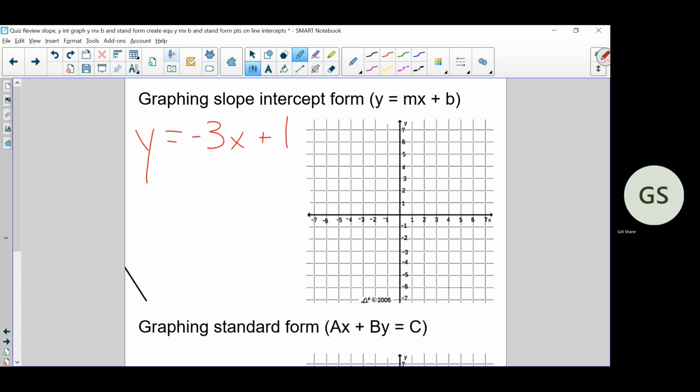All right. What's the first question we said you have to ask yourself? Is the y by itself? Yeah. Then we need to do y equals mx plus b, slope intercept form, or yellow sheet, if y is all by itself. On the yellow sheet, it gives you the steps.